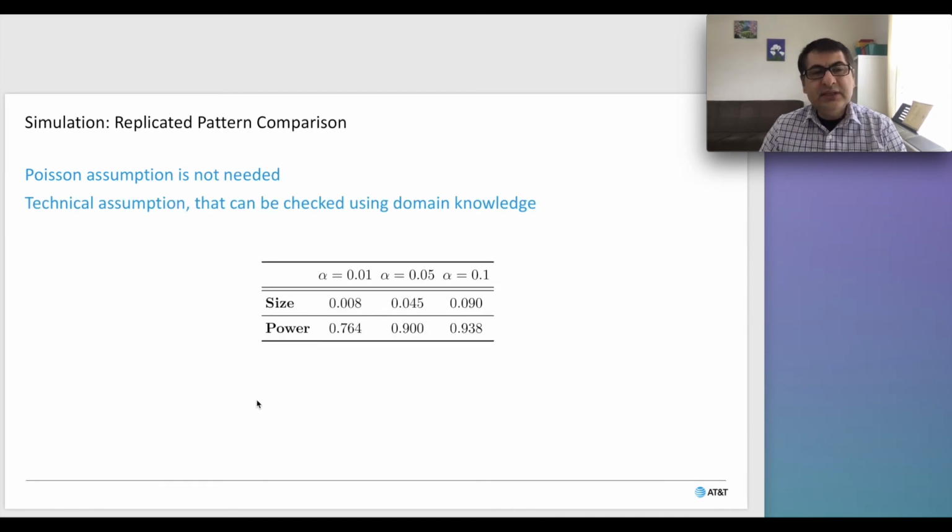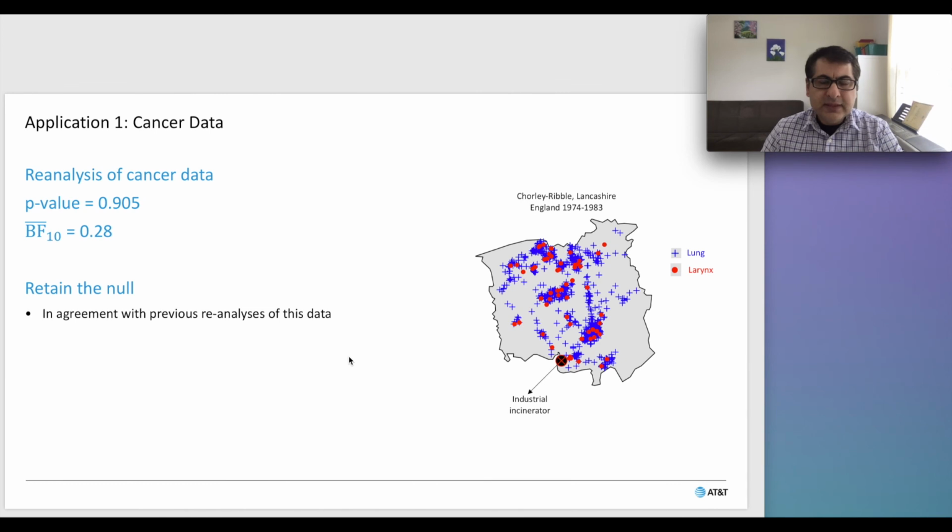As I mentioned, our method can be used with replicated point patterns as well. Here, a nice feature of our method is that you don't need the Poisson assumption, but there's another technical assumption that can be checked using domain knowledge. Again, in this case, you can see that our size and power work out well. Now let's talk about the applications to real-world data. I'm going to start with looking again at the original example that I gave you in the first slide.